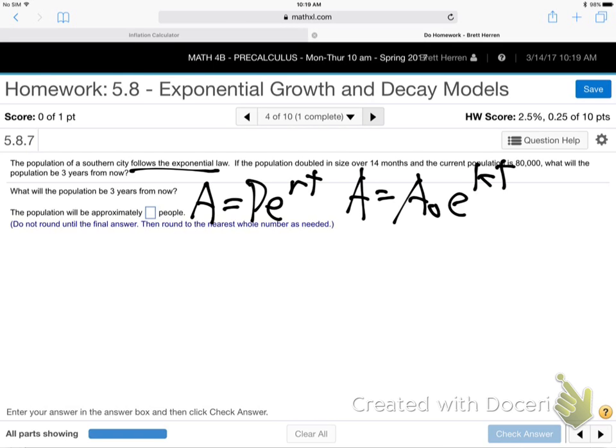So if the population doubled in size in 14 months, and the current population is 80,000, what will the population be 3 years from now?